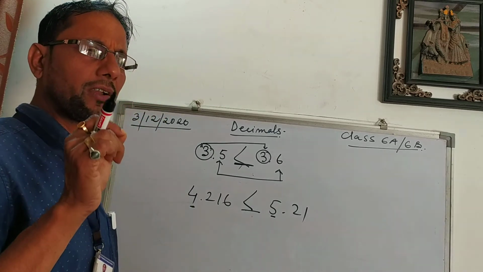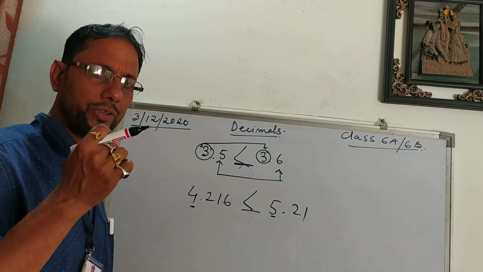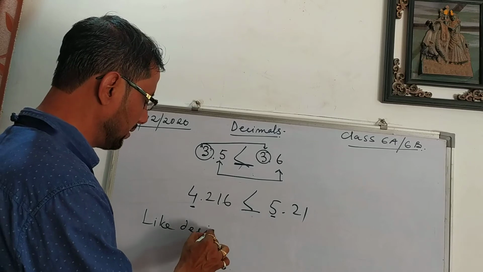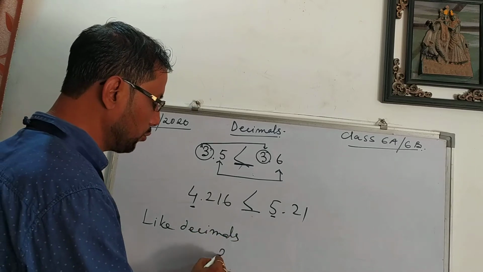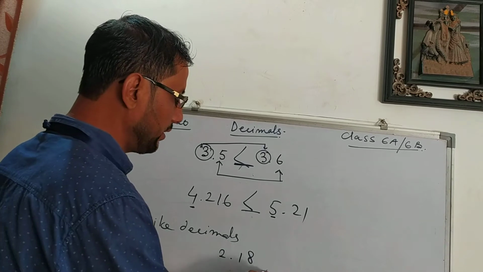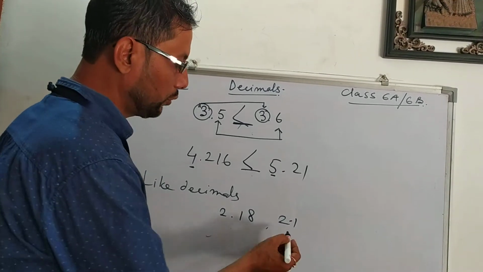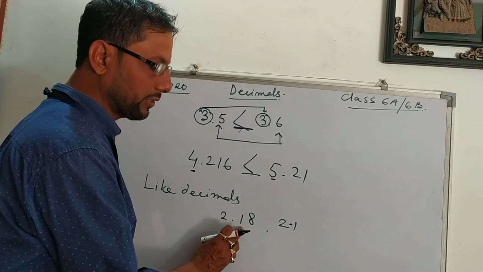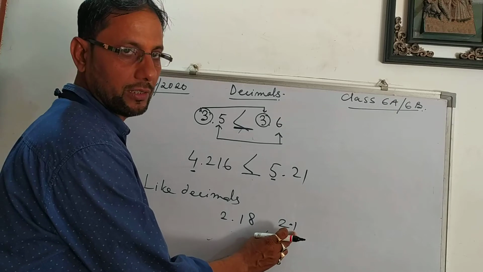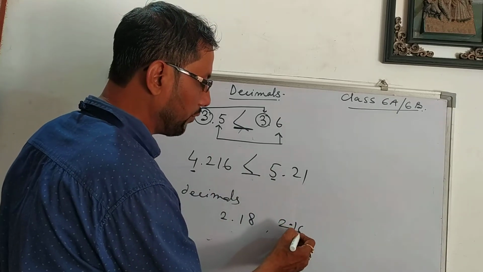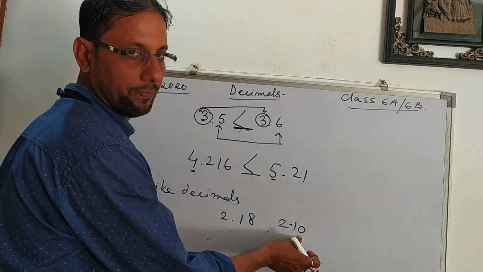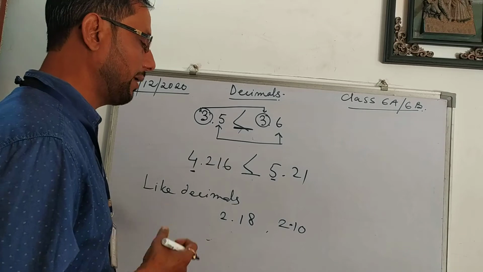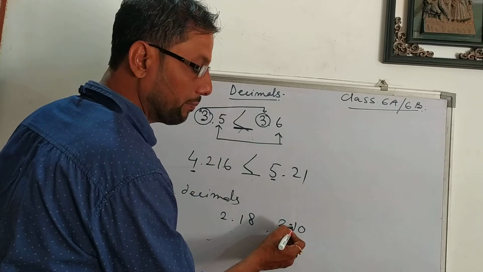Now let me recall a bit about like decimals. Suppose it is 2.18 and 2.1. These two are unlike decimals because after the decimal here we can find two digits, but here after the decimal only one digit. So we can make it like by putting one 0 over here, and this 0 has no value. In this way we can convert an unlike decimal into a like decimal. But remember students, you cannot put 0 over here, you have to put it here only.